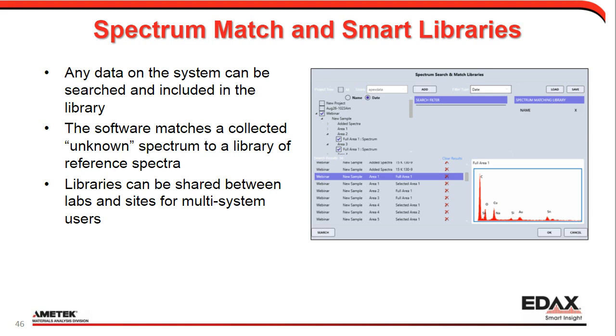So basically, any data on the system can be searched and included in the library. You can delete or add data to a library, or combine multiple libraries together. The software matches a collected unknown spectrum to a library of different spectra, and the libraries can be shared between labs and sites for multi-system users.